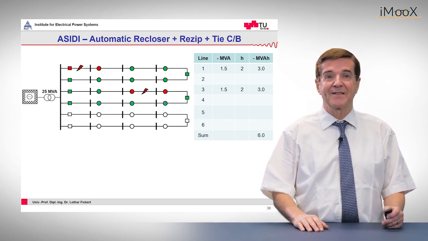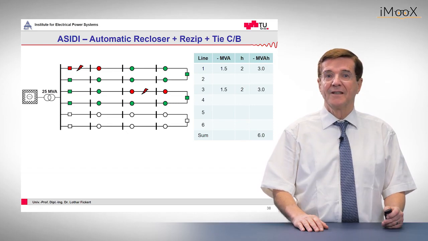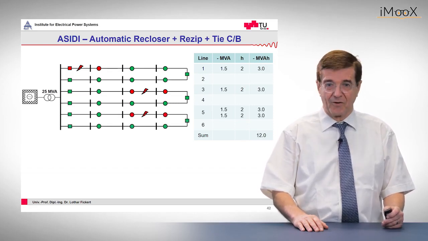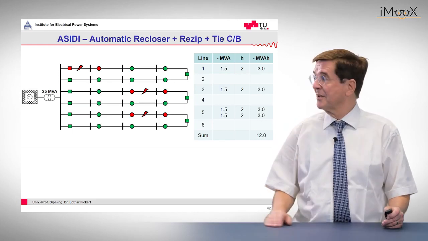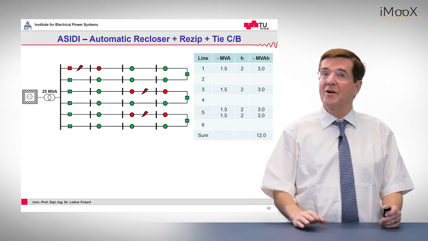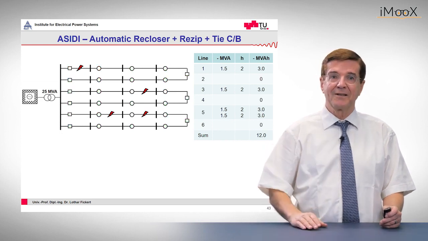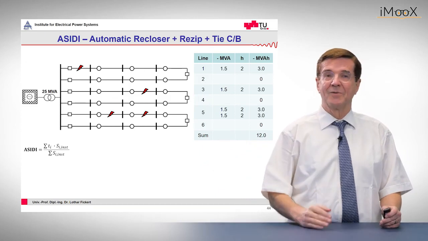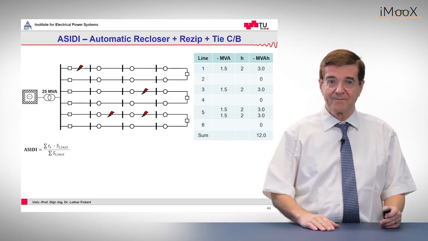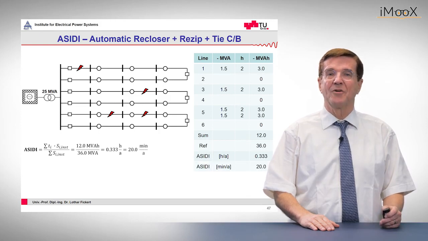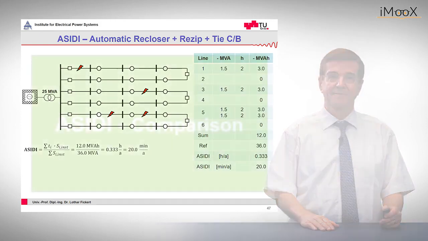The same happens with the second fault, the same happens with the third fault and with the fourth fault, and altogether we have lost minus 12 MVA hours. Now again, we repeat this process of determining the ASIDI figure, which is the weighted sum of the outages. And here we arrive finally at a time of 20 minutes per year.